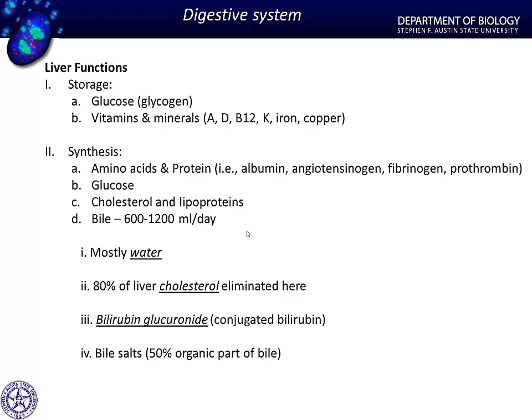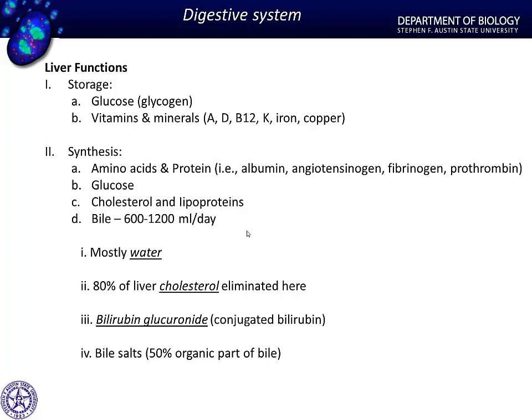Now, what does the liver do? Well, it's almost like, what doesn't it do? You can't live without a liver. They do liver transplants. The liver can regenerate, and we'll talk about that. But the liver functions in storage. It can synthesize from amino acids. It can synthesize, in fact, glucose, but we're going to store glucose as glycogen here. And we can also store vitamins and minerals, vitamins A, D, B12, K, but also iron and copper are stored in the liver. So people that eat liver, it's a rich source of vitamins and minerals, absolutely.